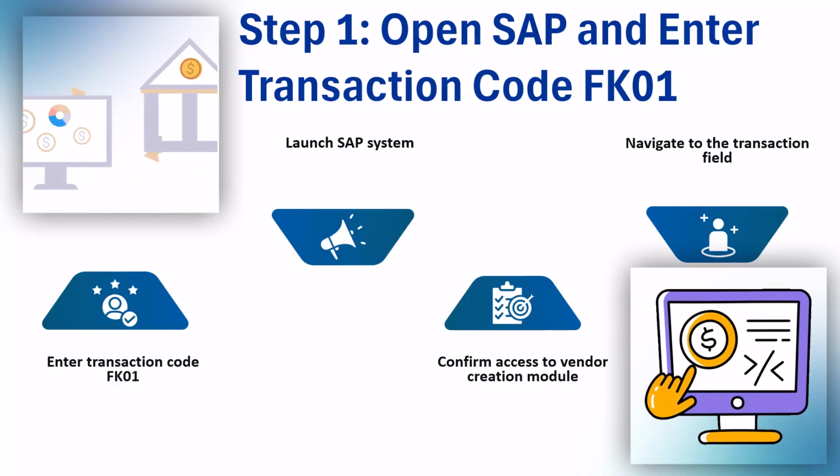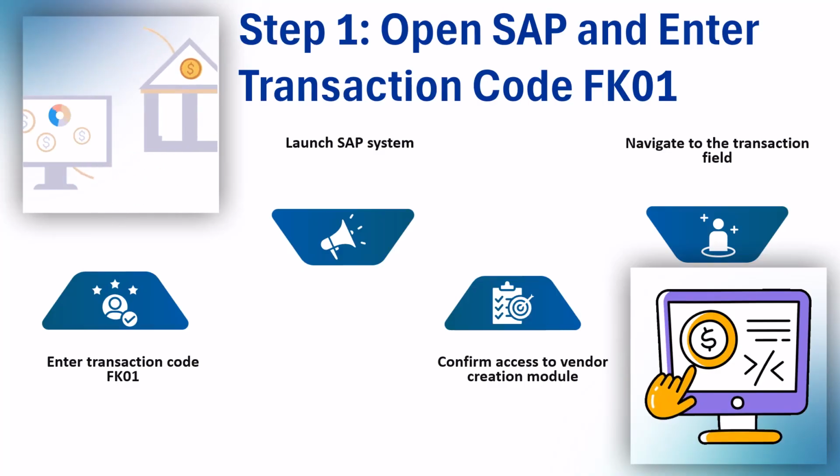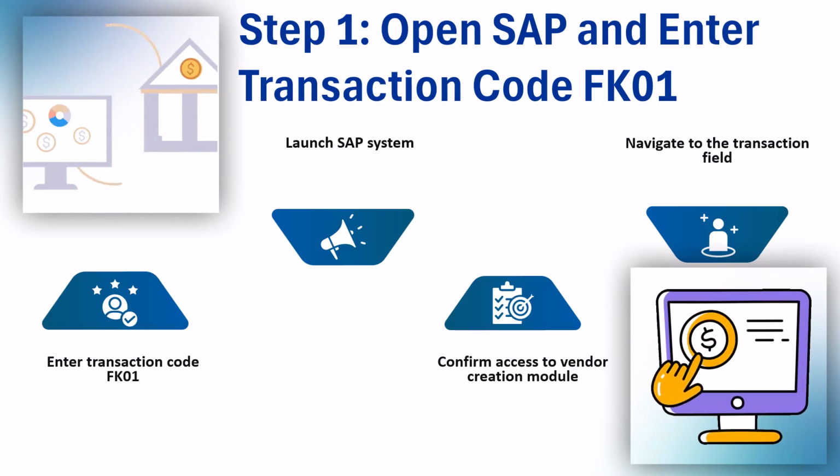Open SAP and head to the transaction field. The magic word here is FK01. Think of it as the secret password to vendor creation. Once entered, you'll be in the vendor setup section. Just make sure your access is properly configured, or SAP might just give you the cold shoulder.